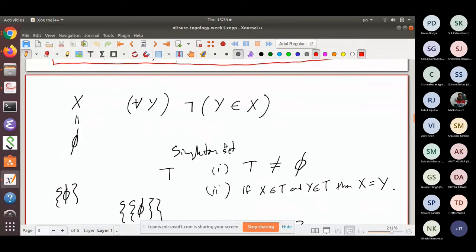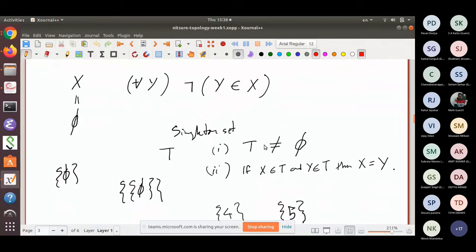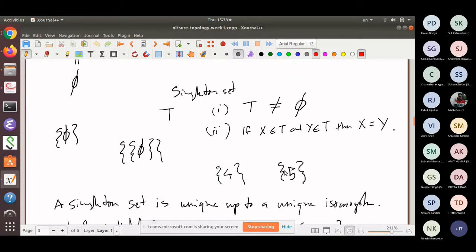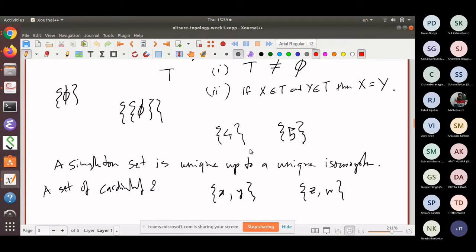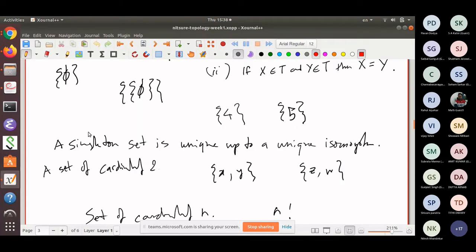So then I defined for you a singleton set. A singleton set is a set which is not the empty set, and if there are any two members, then they are equal, which means one and the same. And I showed you some examples of singleton sets. A singleton set is unique up to unique isomorphism.